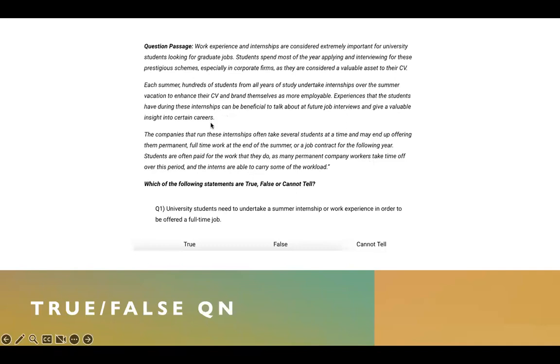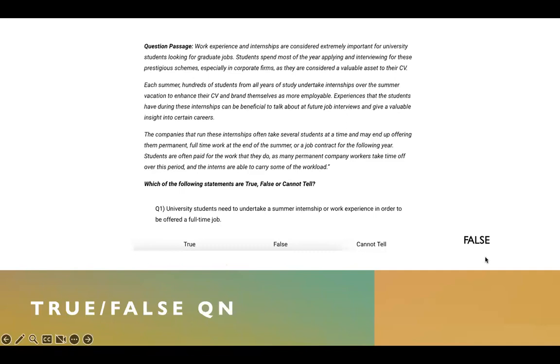So from those two sentences, what I can see is, whilst summer internships and work experience are useful to be able to talk about at future job interviews, as the text says, it's not necessary, because this statement is saying you need to undertake a summer internship to be offered a full-time job, which obviously is not what's said in the text. So as a result, the answer is cannot tell. Does everyone who said false understand why it's cannot tell instead of false? Yes, no, yeah, perfect. Okay.